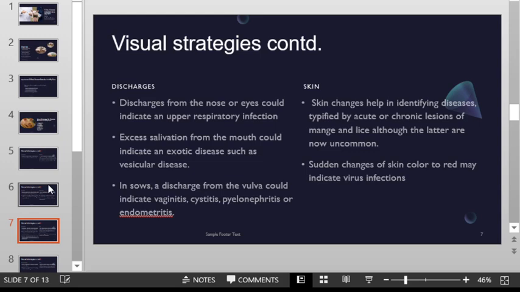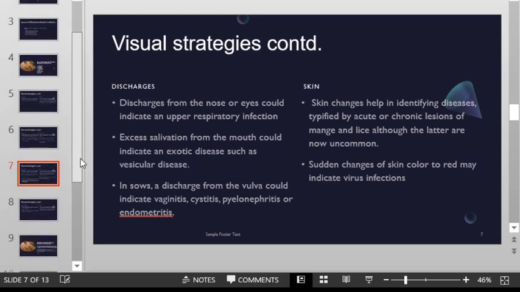Okay, so we look at skin, and skin is actually very important in terms of identifying what is wrong with the animal, in terms of identifying sickness or disease. So typically you can see signs of rashes or signs of mange. Okay, this shows you that you probably need to deworm the animal, or treat the animal for worms. Okay, so that one is actually quite obvious.